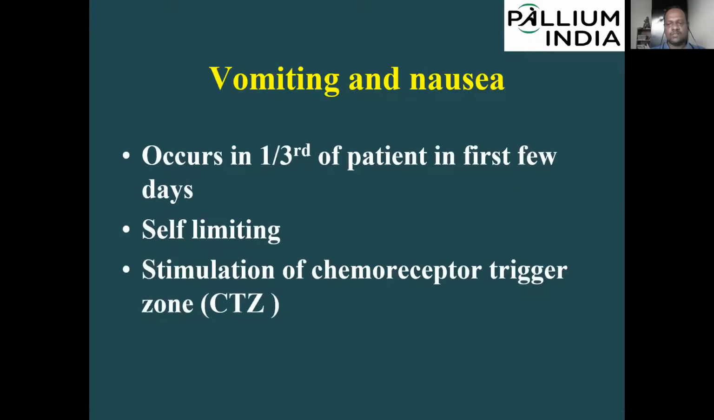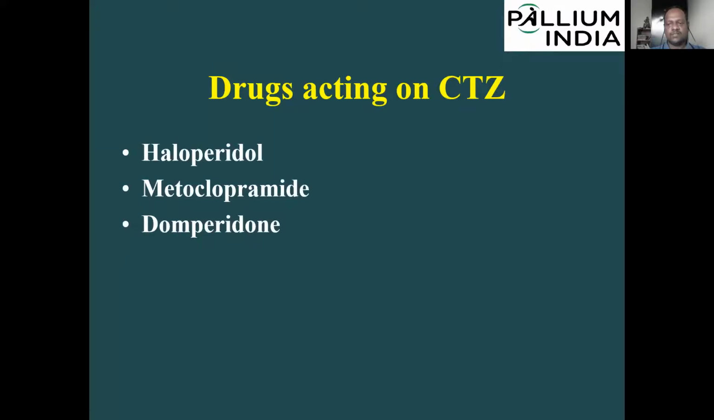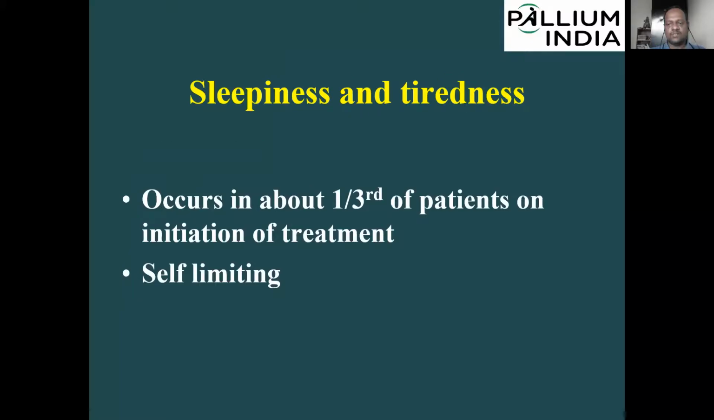Next is nausea and vomiting, which occurs in about 33% of patients. But the important point is that it will be there only for the first 3 to 5 days. So it's self-limiting, and it is due to stimulation of the chemoreceptor trigger zone in the brain. The receptors which are abundant in the CTZ are dopaminergic type 2 receptors and 5-HT3. Usually dopaminergic type 2, that is D2 receptor antagonists, should be used to prevent nausea and vomiting. Haloperidol is the strongest D2 blocker, followed by metoclopramide or domperidone. We usually use metoclopramide. Sleepiness and tiredness is also self-limiting. It occurs in maybe 30% of patients for the first few days, and after that it will be over by itself.